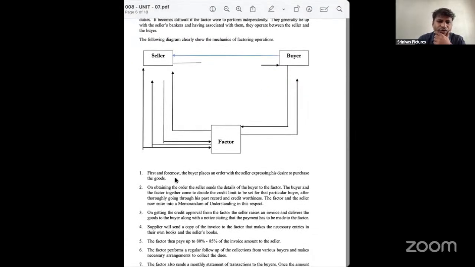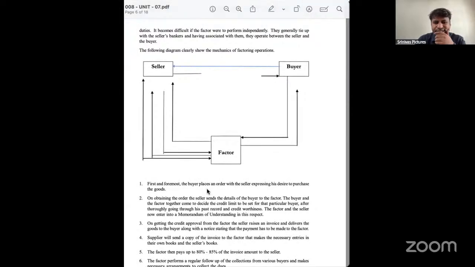First and foremost, the buyer places an order with the seller expressing his desire to purchase the goods. So the buyer first approaches the seller and explains his desire to purchase the goods.